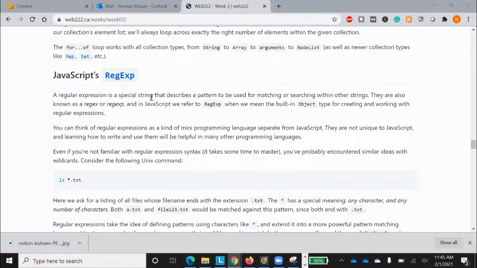So a regular expression is a special string that describes a pattern to be used for matching or searching within other strings. So it's something related to patterns, and you know that regular expressions are a very important part of almost all programming languages, and you can use them almost everywhere.